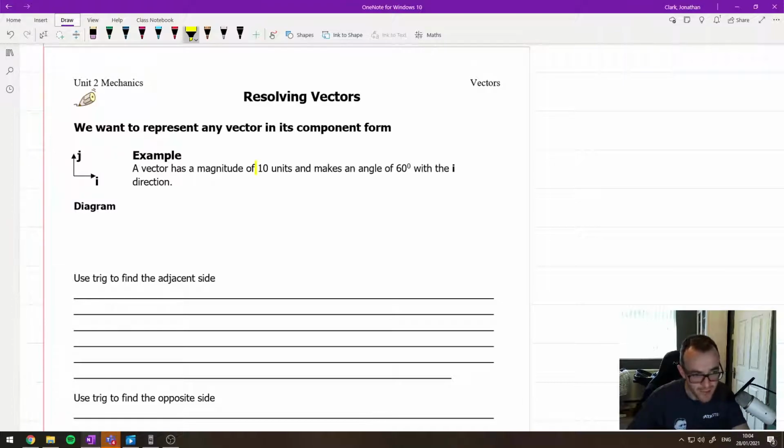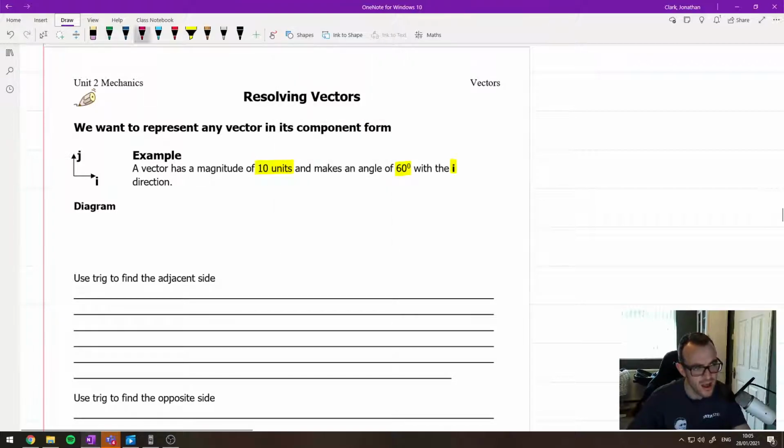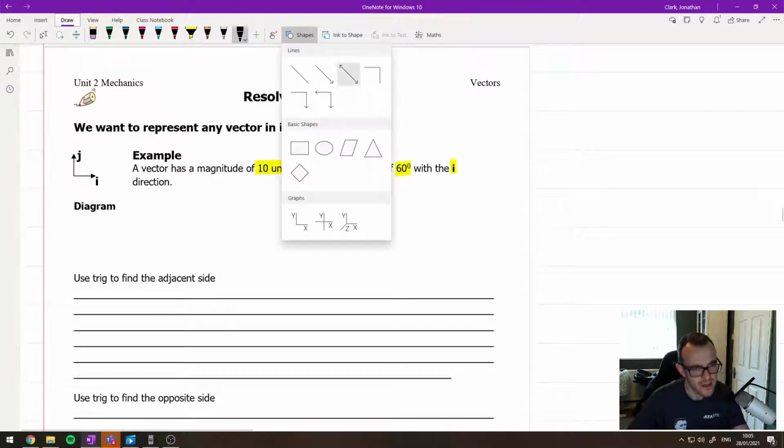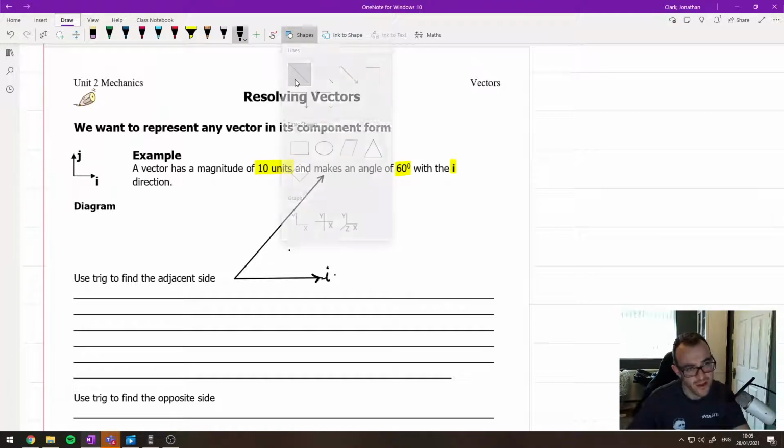We've got a vector, the magnitude is 10, and it makes an angle of 60 degrees with the i direction. Okay, let's plot that roughly. So we've got an arrow. Let's just put it sort of up this way. It makes an angle of 60 degrees with the i direction. So i would be the horizontal, like this. That is i there. So we've got an angle of 60 degrees over here.